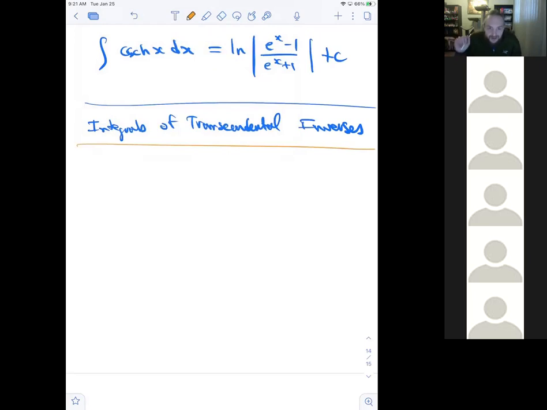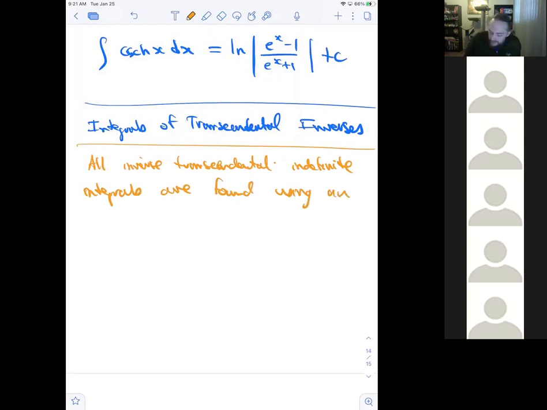All the inverses are found using one method. Indefinite integrals are found using an integral technique called integration by parts.